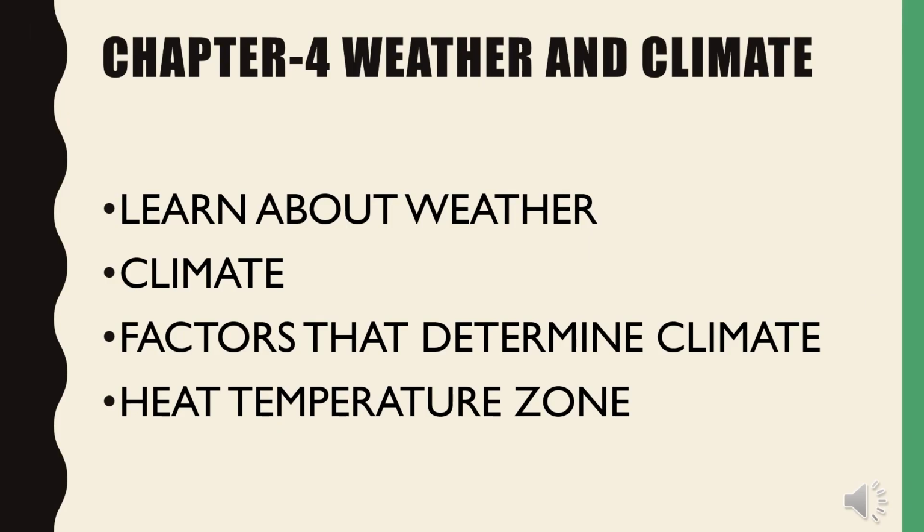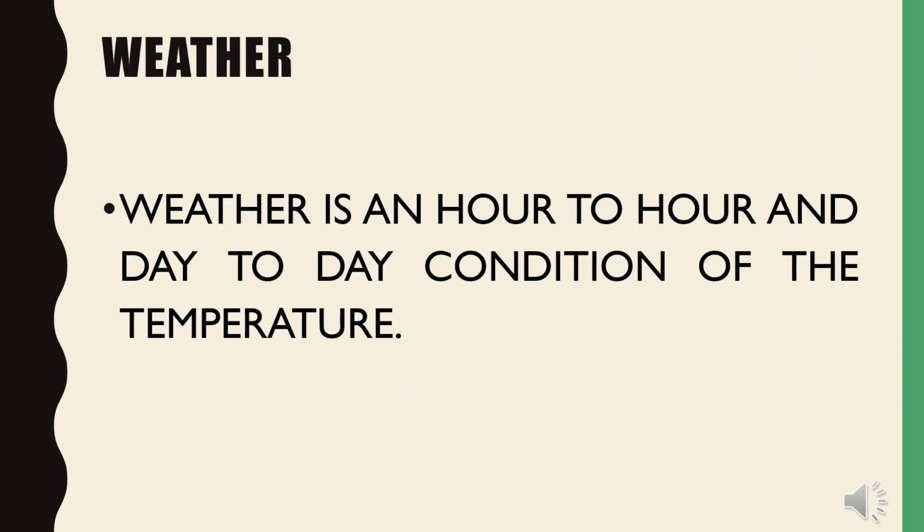Today we are going to learn social studies chapter 4 about weather and climate. In this chapter we have 4 objectives to learn. Firstly, learn about weather. Secondly, about climate. Thirdly, factors that determine climate. Fourthly, heat temperature zones. First of all, let us learn and discuss about weather.